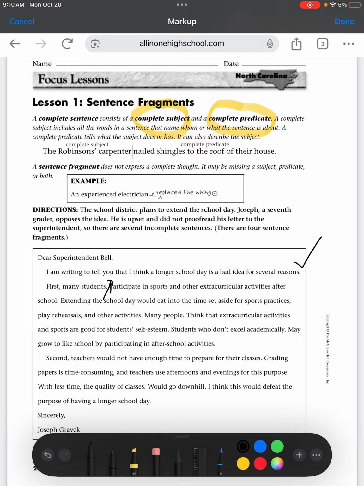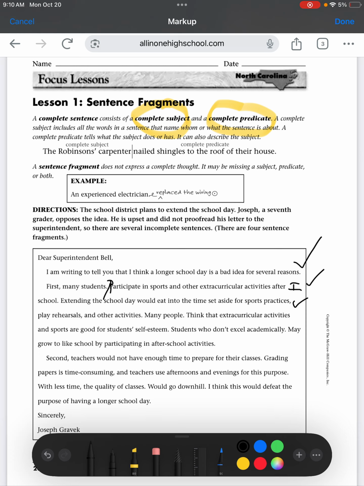First, many students participate in sports and other extracurricular activities after school. Now we have an entire independent clause, which is what we need. It can stand alone. Extending the school day would eat into the time set aside for sports practices, play rehearsals, and other activities. Another one that I feel we've got our subject, our predicate, solid.